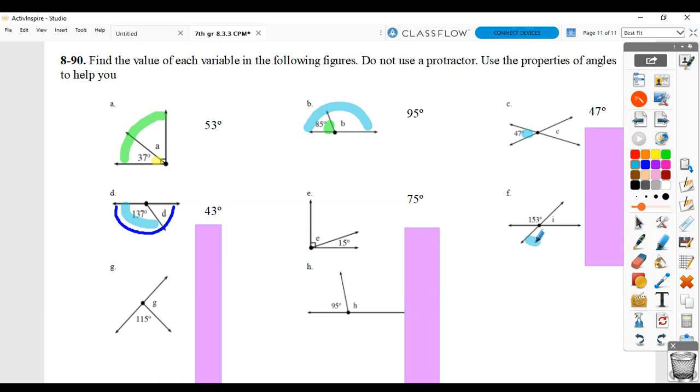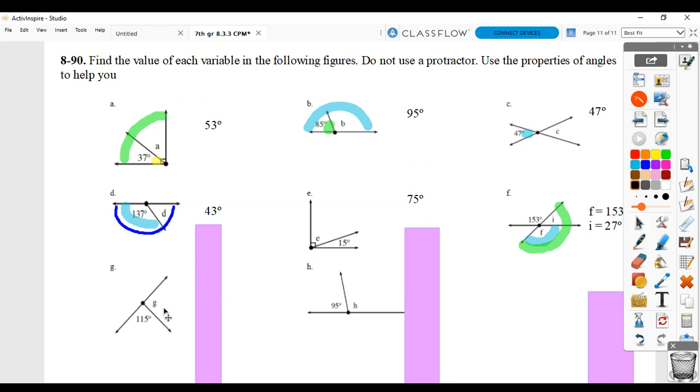But basically, angle F will be opposite 153, so that would equal 153 because they're vertical angles. And we know these two together make 180. So 180 minus 153 leaves us with 27. So angle F is 153 because it's vertical to 153. And angle I is 27 because 180 minus that 153 leaves us with 27.